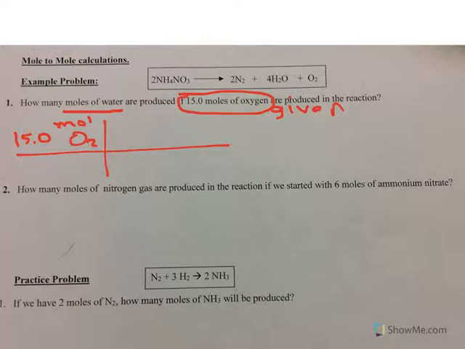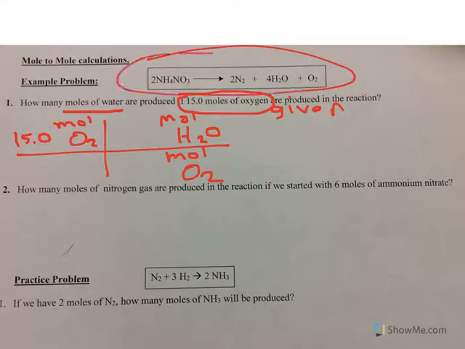Rule number 2, top left has to match bottom right in unit. Moles of O2 here. Okay, where am I trying to go? I'm trying to go to moles of water. Moles of H2O. Now, this is where you have to ask yourself, can I do a mole to mole? The answer to that is, yes, I can if I have the balanced equation. Okay, if you've got the balanced equation, you can go moles to moles. All right. Now, they're asking for moles of water, so I'm done with my grid.